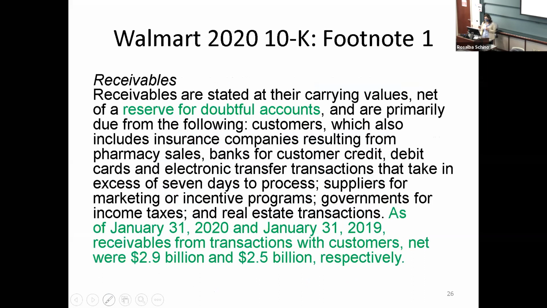All right, so if you look at the footnotes of Walmart, you're going to see that it says that receivables are stated at their carrying values, net of reserve for doubtful accounts, because the allowance is nothing more than a reserve. In the last paragraph, as of January 31st, 2020 and January 31st, 2019, it tells you the amounts of the receivables respectively, net of the reserve for doubtful accounts. In some presentations of the balance sheet, or in the footnotes, you may also find the value of the actual allowance.